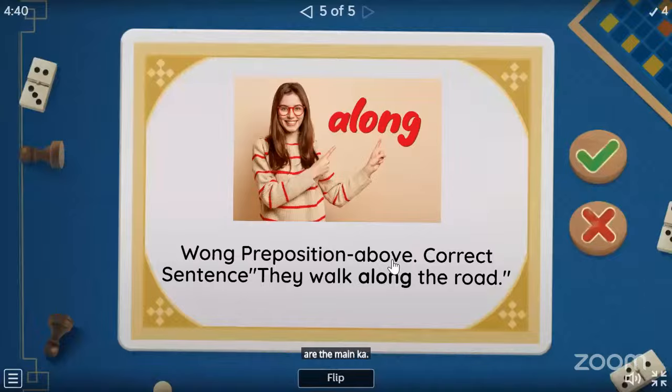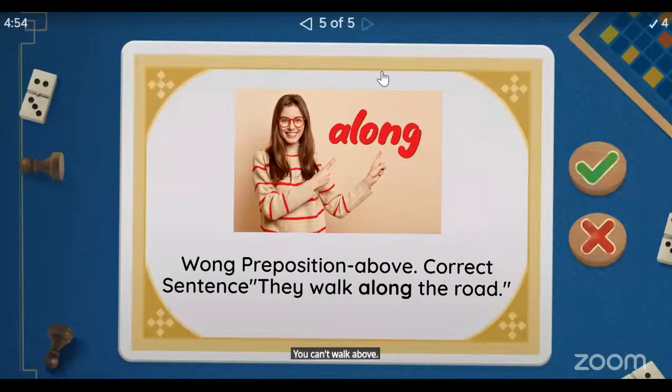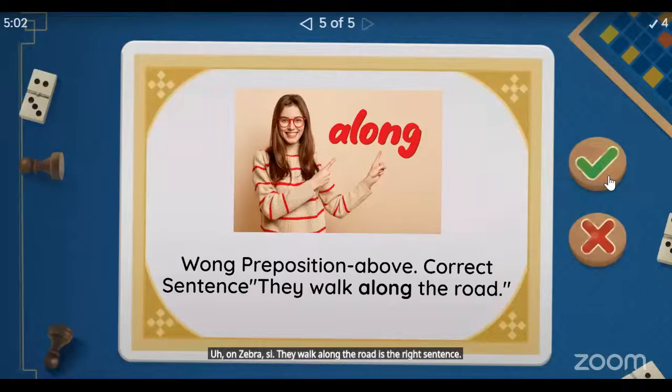You can tell either on. The appropriate one is along the road. It's the correct one. Okay. They walk along the beach. You can't walk above. On zebra crossing. They walk along the road is the right sentence, not above the road.